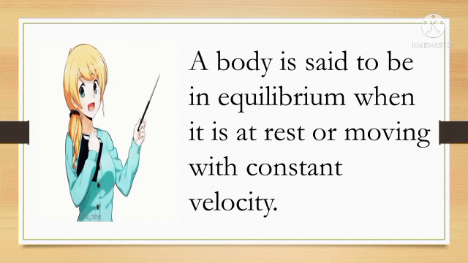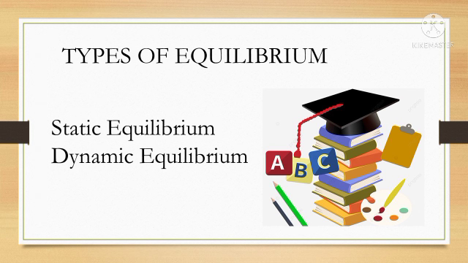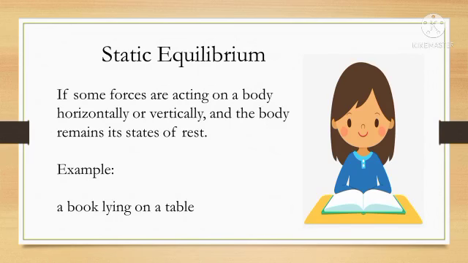A body is said to be in equilibrium when it is at rest or moving with constant velocity. We must remember that the net force acting on the object is zero. There are two types of equilibrium, which are static equilibrium and dynamic equilibrium. Static equilibrium: if some forces are acting on a body horizontally or vertically, and the body remains in a state of rest. Example, a book lying on a table.